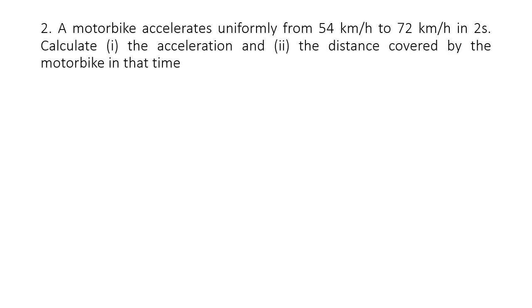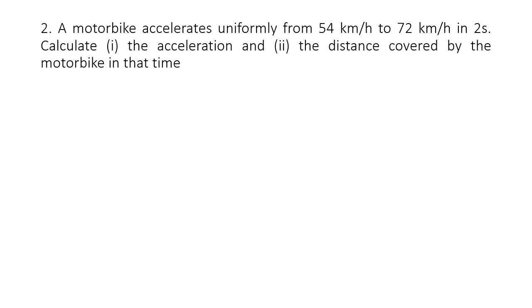A motorbike accelerates uniformly from 54 km per hour to 72 km per hour in 2 seconds. So what you can see here is that the initial velocity is 54 km per hour, the final velocity is 72 km per hour, and the change in velocity comes in 2 seconds. You have to find the acceleration and the distance covered.